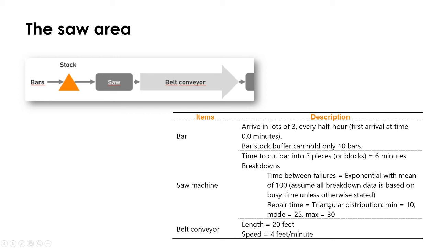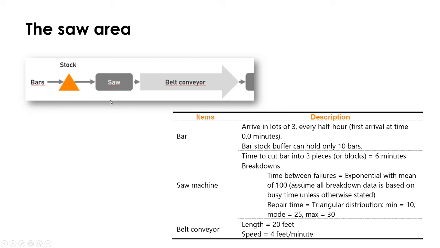And every time we have a failure, we have a repair time that follows a triangular distribution with a mode of 25 minutes and a minimum and maximum value respectively of 10 and 30 minutes.